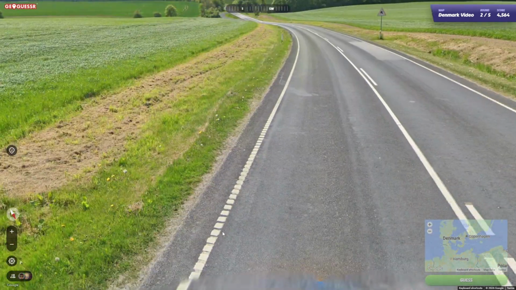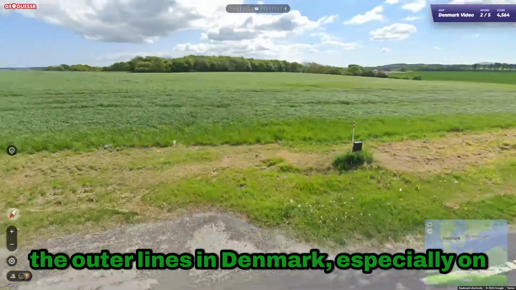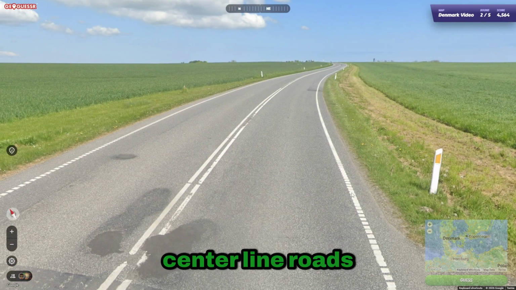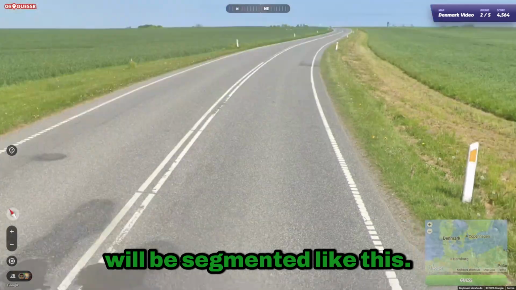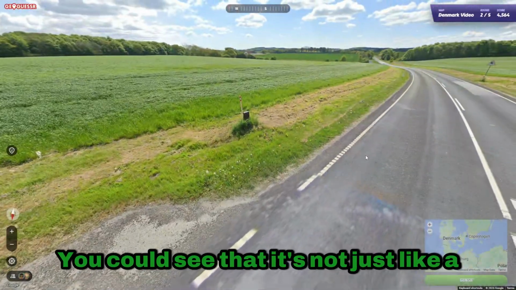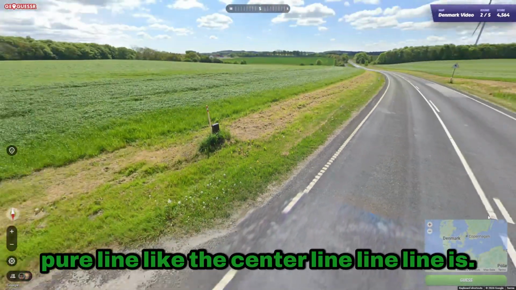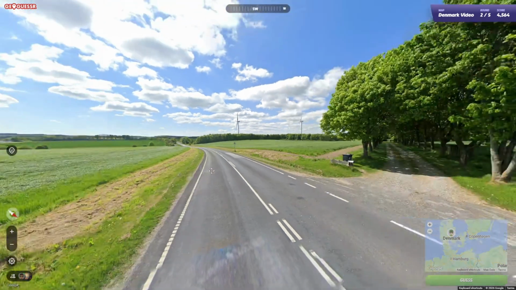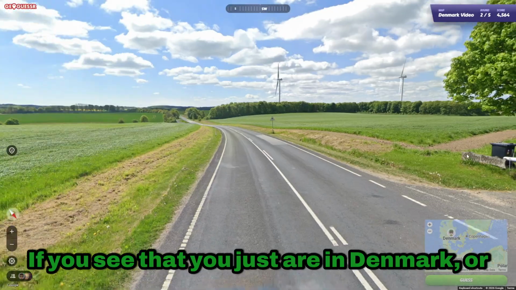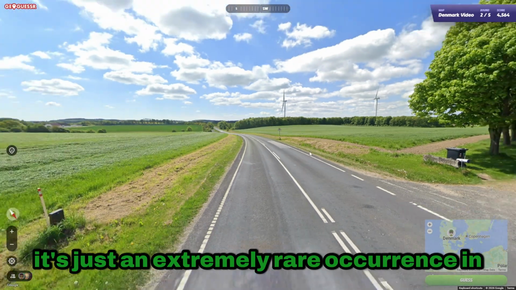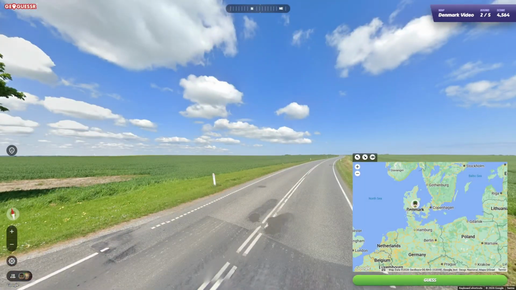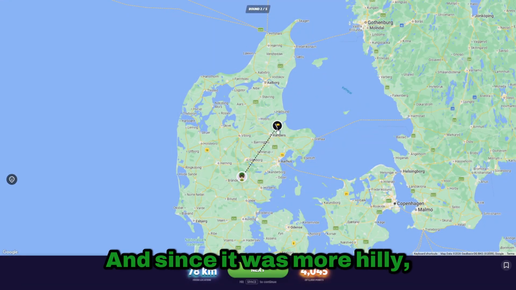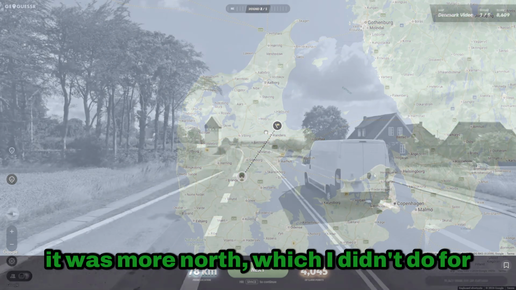But then also the outer lines in Denmark, especially on the double white center line roads, will be segmented like this. You could see that it's not just a pure line like the center line is. See, that is exclusive to Denmark. If you see that, you just are in Denmark, or it's just an extremely rare occurrence in some other country. So then we instantly know it is going to be Denmark. And since it was more hilly, it was more north, which I didn't do.